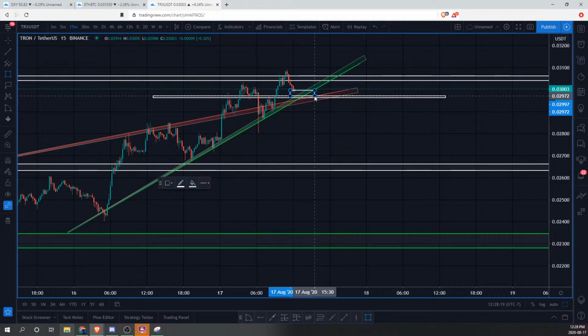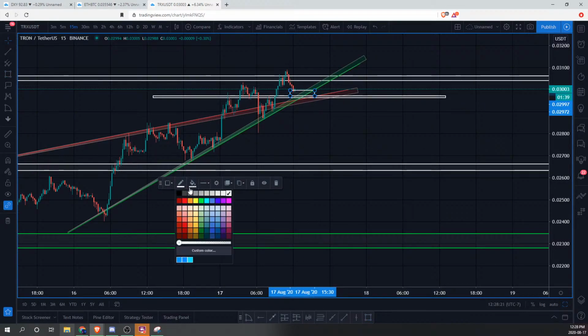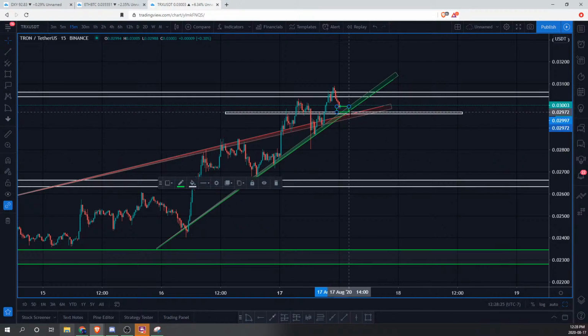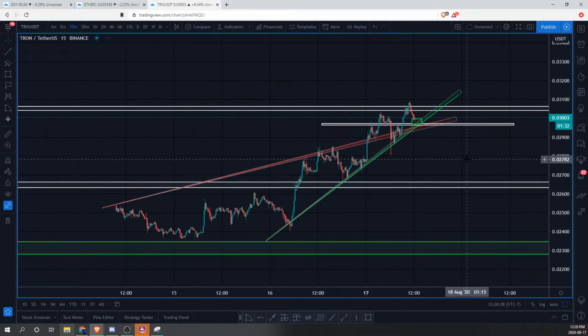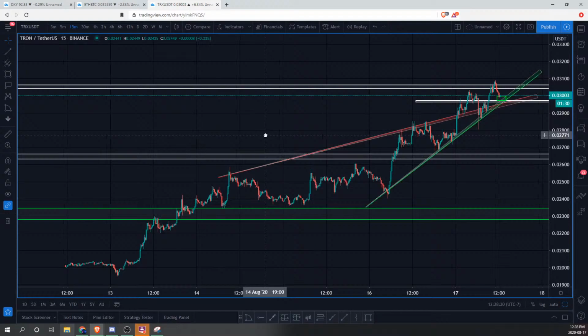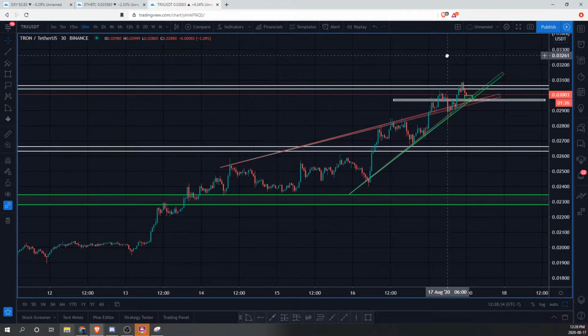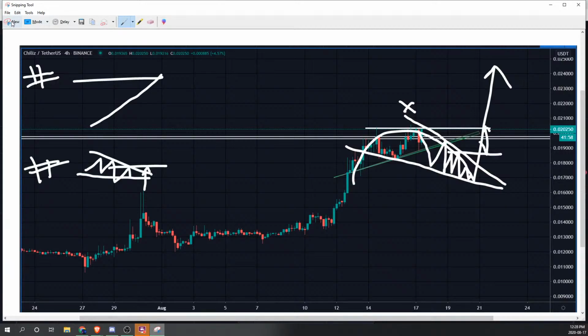So right there is going to be a very strong level of confluence. So let's just make that very green. Right around where we are right now. Right, and then let's go back to the 30-minute chart. And then take our picture.